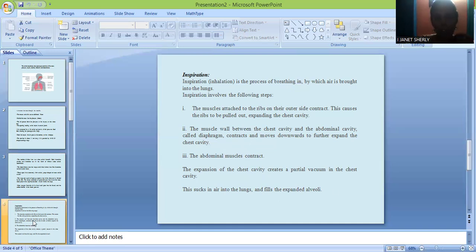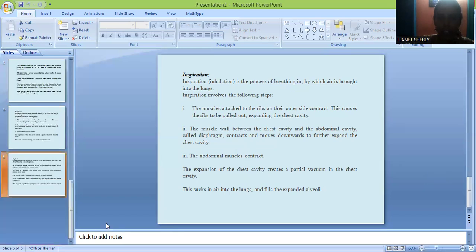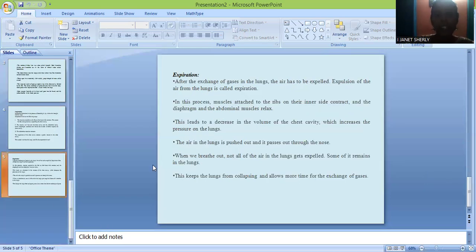And now coming to the process of expiration. After the exchange of gases in the lungs, the air has to be expelled. So the expulsion of air from the lungs is called expiration. In this process, muscles attached to the ribs on the inner side get contracted. Whereas in the case of inspiration, muscles attached to the ribs on the outer side get contracted. Here, the inner side gets contracted.